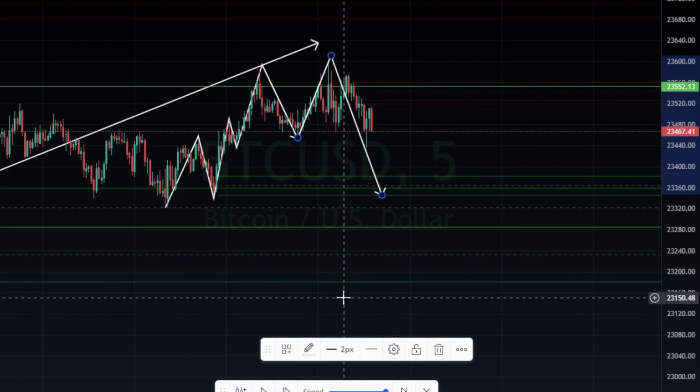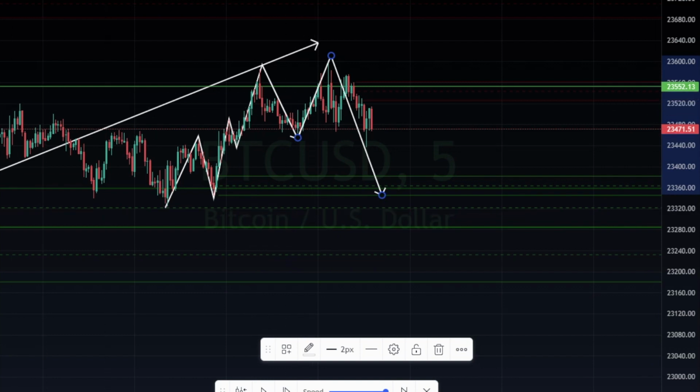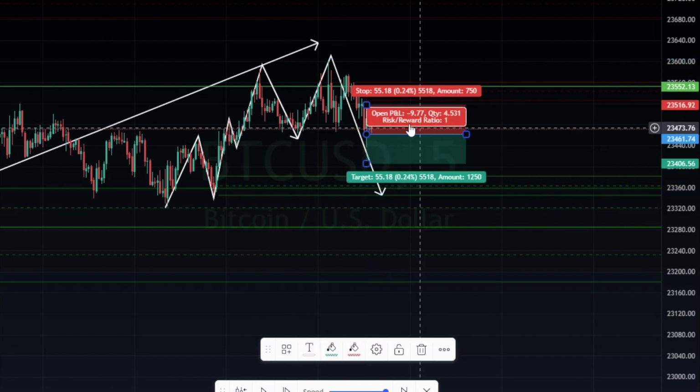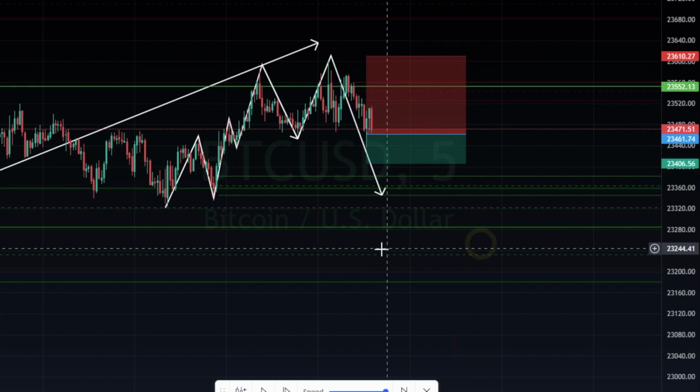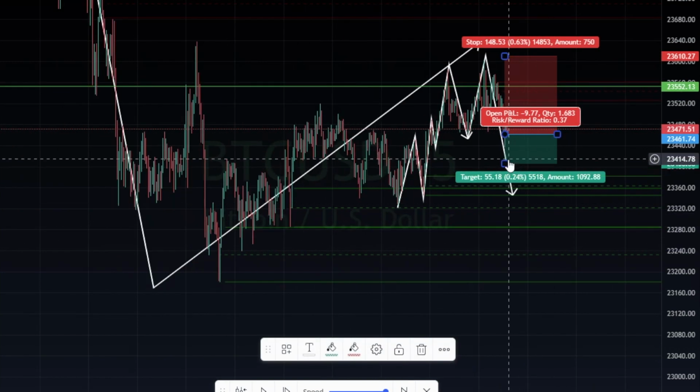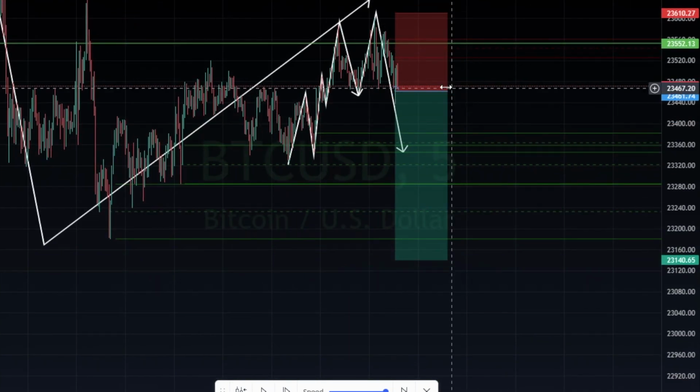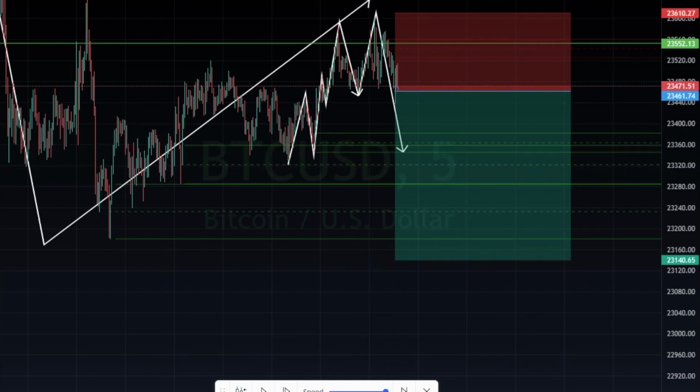There it is. So right there, technically you can get in because it broke this low. You put your stop above. All right, and this is Bitcoin. I don't even trade Bitcoin. I'm just telling you this works on anything, really.